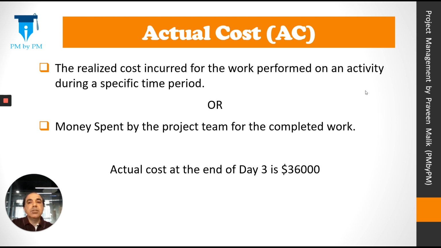Actual cost is a realized cost incurred for the work performed on an activity during a specific time period, or money spent by the project team for the completed work. For our project, it is $36,000 at the end of day 3.